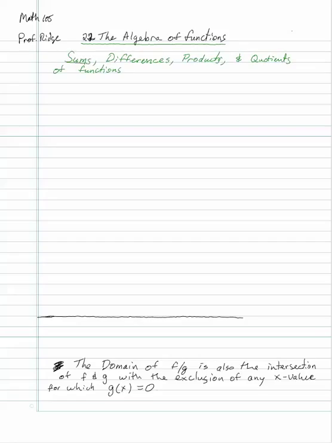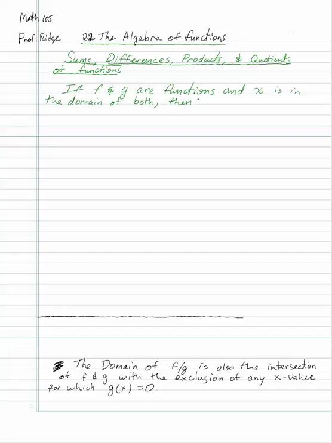It turns out that we can treat functions as algebraic expressions and add them, subtract them, multiply them, and divide them to create new functions. So we're going to start off with defining what it means to add two functions, to subtract them, to multiply them, and divide them.